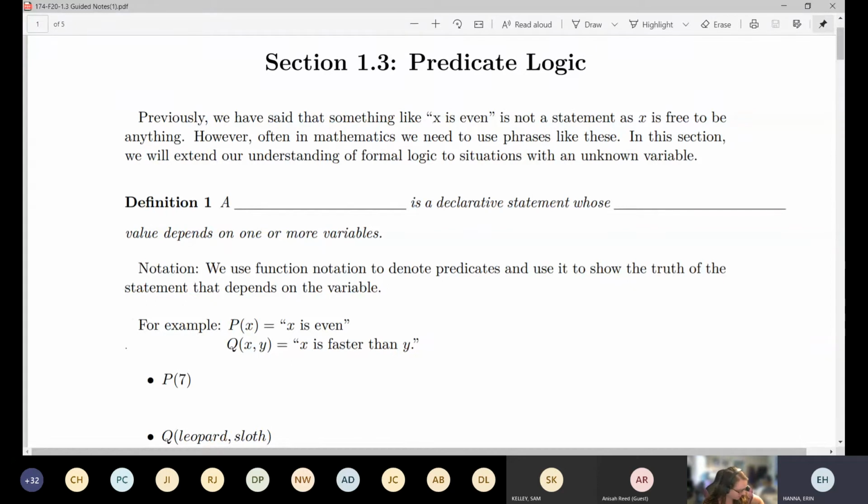Okay. So 1-3 is this thing called predicate logic. So we had formal logic, and then we just went through propositional logic, and now we have predicate logic. So all the logics. Previously, back in 1-1, which feels like 5 years ago, we said that something like x is even was not a statement because x was free, and since it was quote unquote free and could be anything, we can't say whether it's true or false. But in math, we obviously have phrases like that a lot that have variables in them, so we're going to have to figure out a way to actually be able to use those, and that's exactly what predicate logic allows us to do.